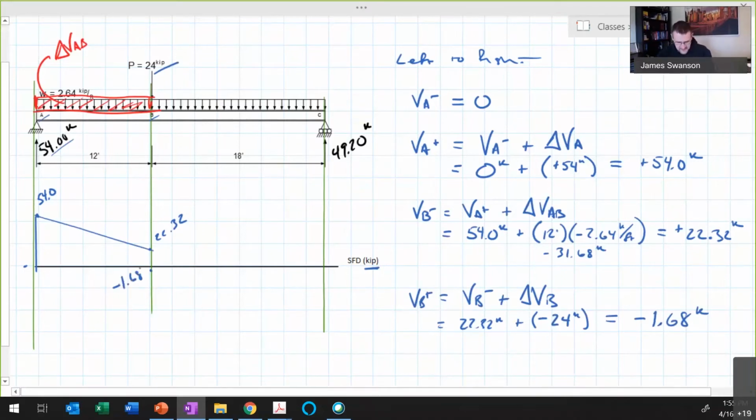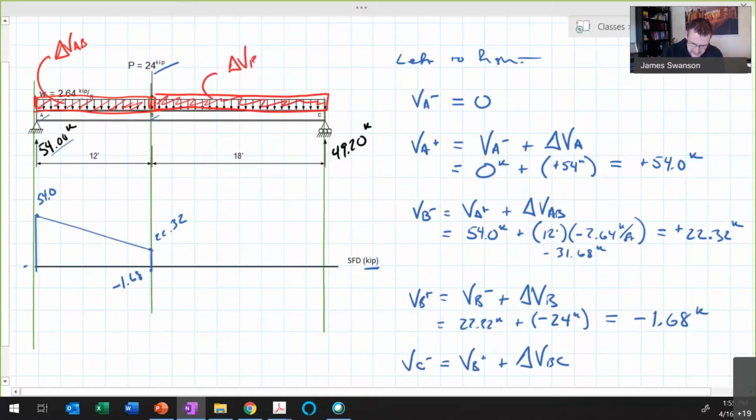Like that. Okay, that change in shear is instantaneous like that. Okay. Now, we go down here, so we can say that the shear force just to the left of point C is equal to the shear force just to the right of point B plus the change in shear between B and C. Change in shear between B and C is equal to the area in this rectangle here. So that's delta V BC like that.